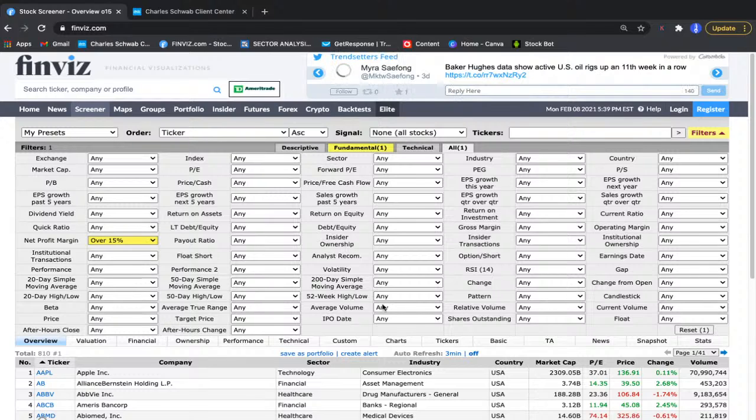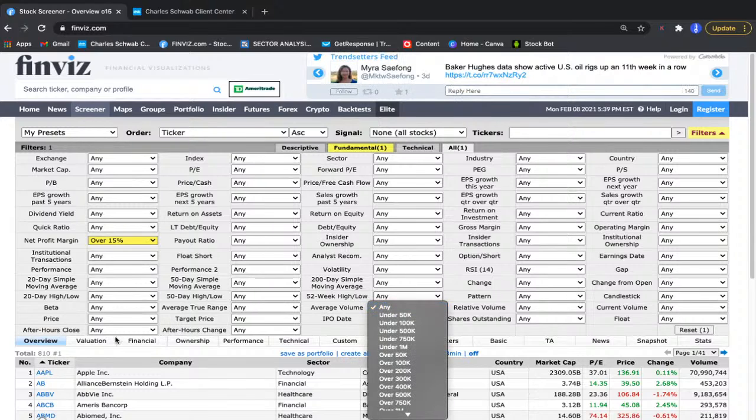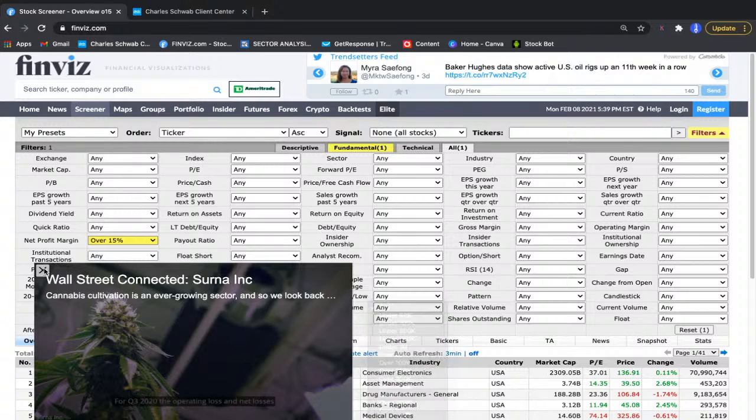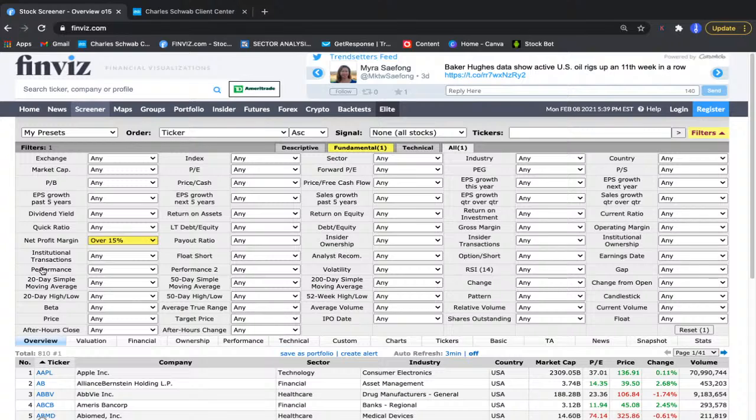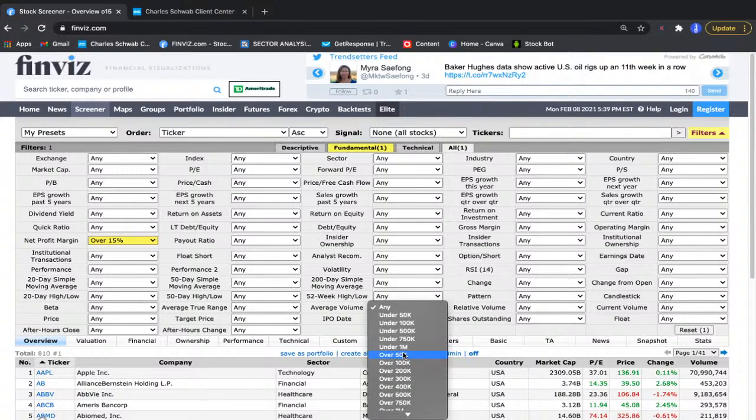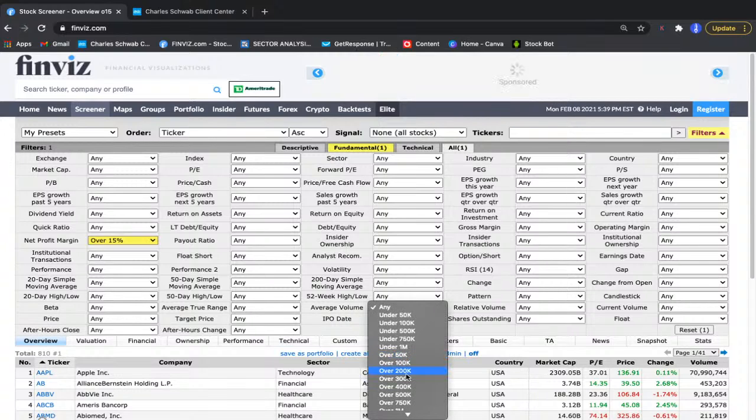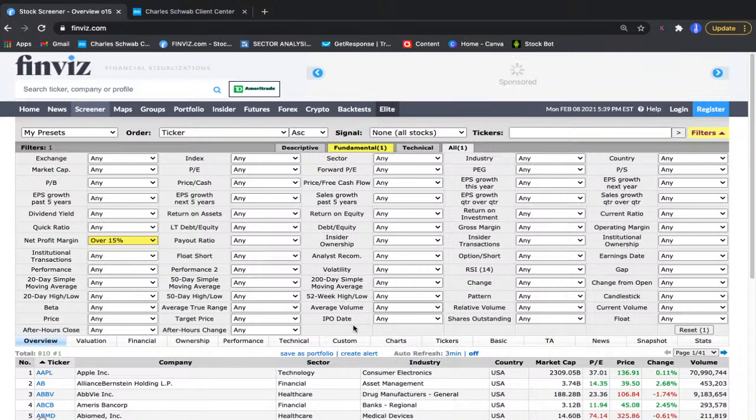Another one that I really like is the average volume. So see, we already went from 7,000 to 800 stocks. Hello, pop-up ad. Go away. This is a free site, by the way, finviz.com. That's why you're going to see ads popping up. It's either pay a couple hundred dollars a year or deal with ads. And right now I'm just going to deal with ads.